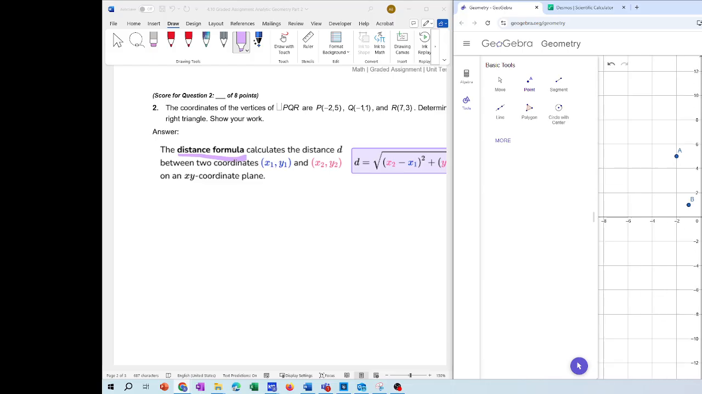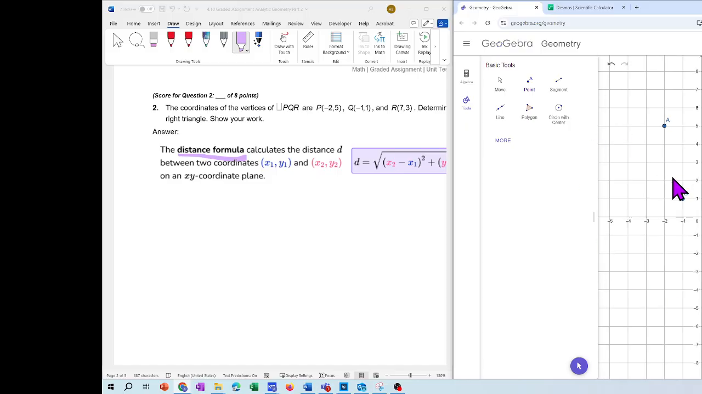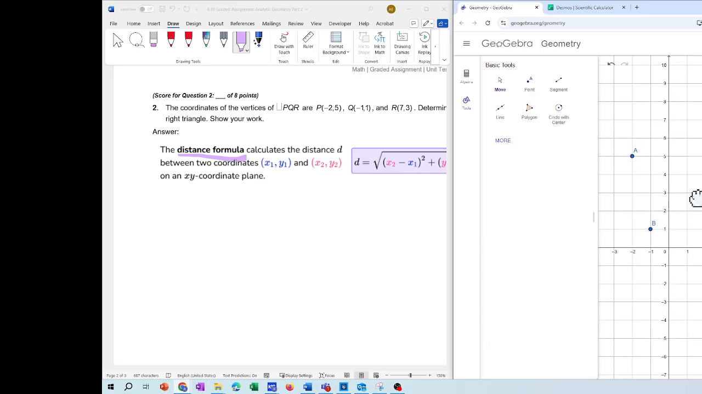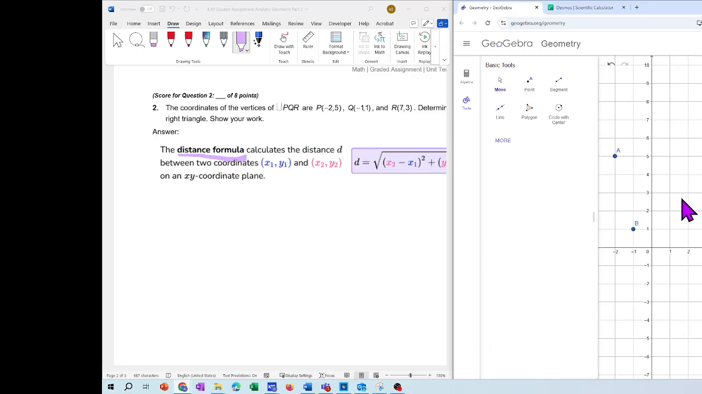Let me just zoom out. Remember the way you can move, I'm going to drag it here. There you go. And this one is 7, 3. So 7 on X to the right and up 3. I'm going to go to the point and then 3. So there you go. I already have my 3 points. Okay, so it's P negative 2, 5, Q negative 1, 1, and R 7, 3.